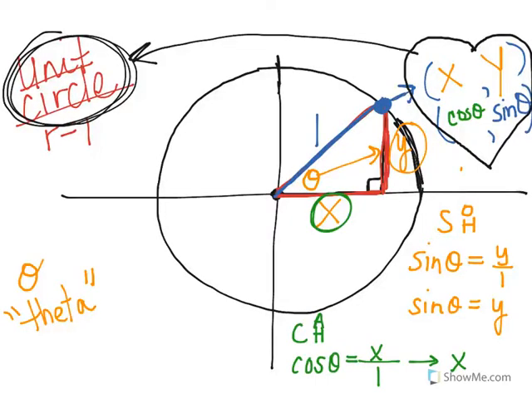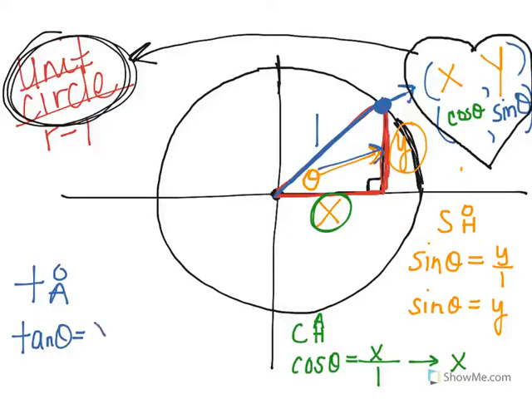And let's finish the SOHCAHTOA with the tangent. So this is the TOA in SOHCAHTOA. So tangent theta would be equal to the opposite side, which is y, over the adjacent side of our angle theta, which is x.